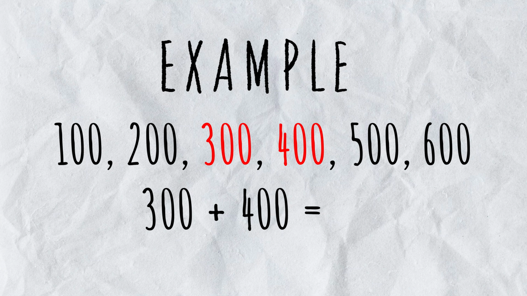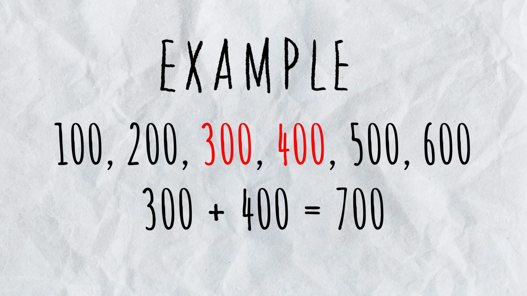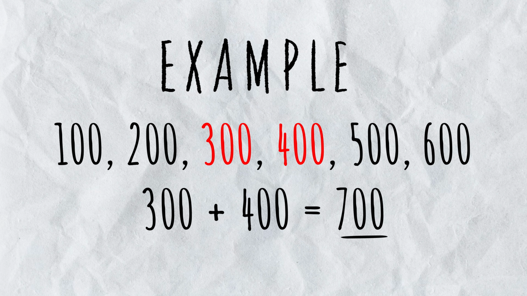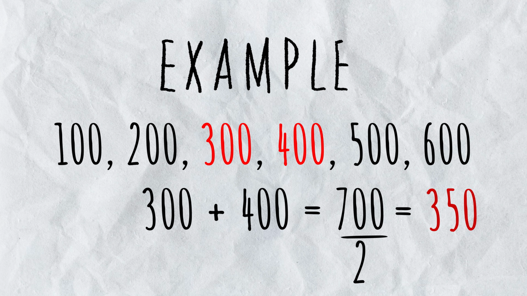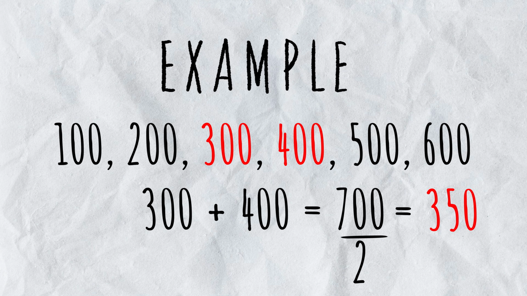We add them together, which gets us 700. Then we divide that by 2, which gets us 350, and that makes 350 the middle number, which means that is the median. You use this method as well, even if the numbers aren't in order. You just put them in order and use the exact same method that I just showed you then.